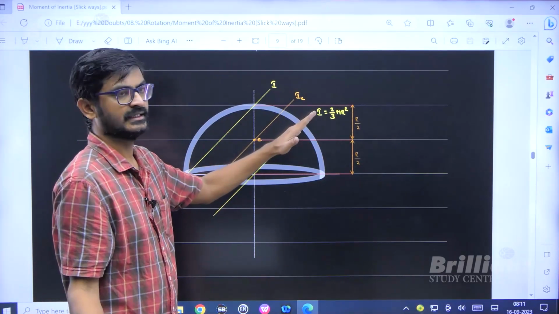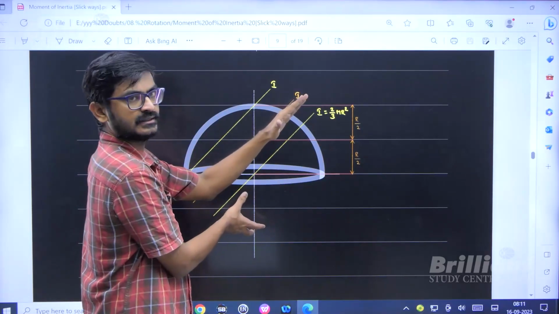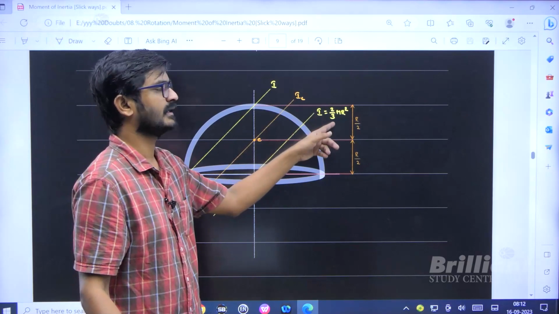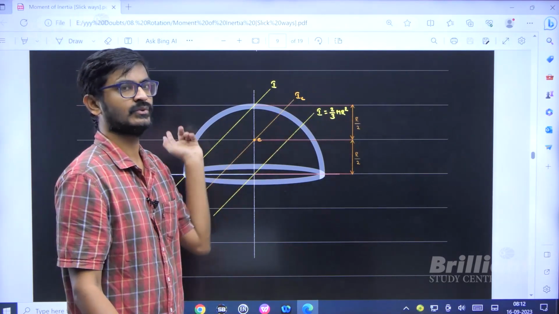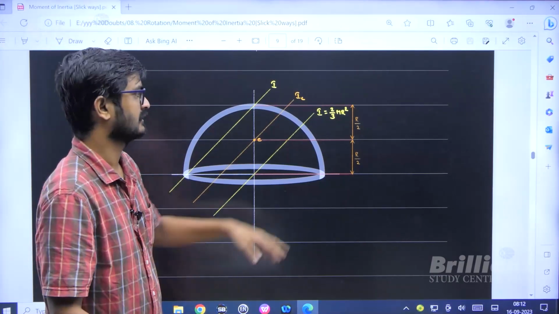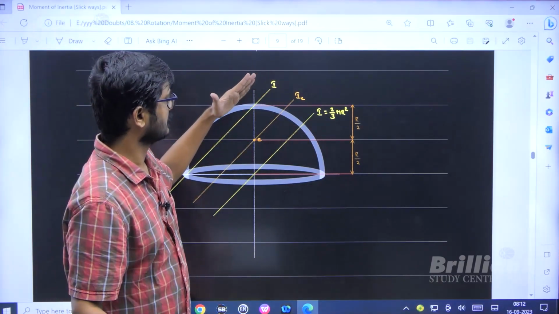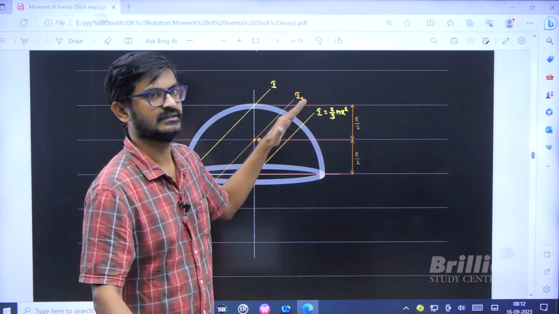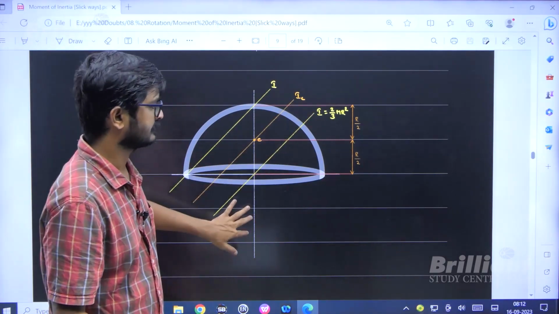If you assume this is I, and you bring one more hemispherical shell, then the total moment of inertia will become I plus I, 2I. 2I equals 2 by 3 into 2m into r squared. The 2 and 2 will cancel. You will get I equals 2 by 3 mr squared. So basically you need to find the moment of inertia about this axis, but you are converting that aim into finding the moment of inertia about this axis, which is easy to calculate.